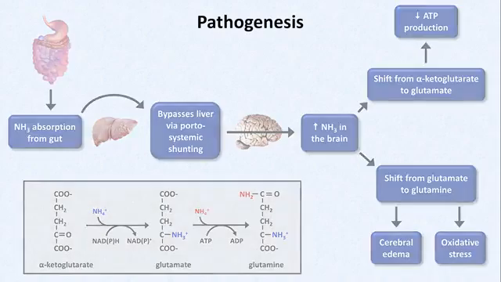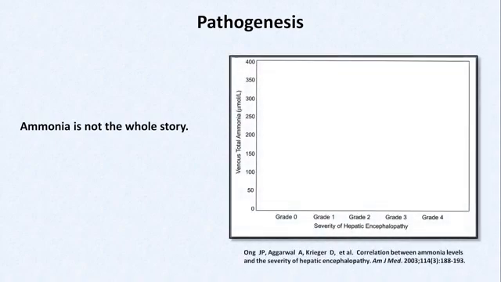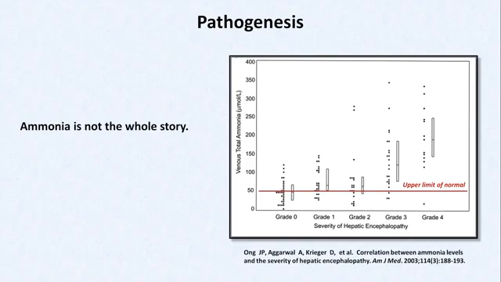Having gone through that, it's important to realize that ammonia is not the whole story. Consider this study in which 121 consecutive patients with cirrhosis who were admitted to a hospital for any reason had their ammonia levels measured and had the severity of encephalopathy determined by clinical exam. Here's what was found. Each dot represents one patient. I'll discuss the grades in a minute, but as you might guess, the higher the grade, the worse the encephalopathy is. Grade 0 means that there is no detectable encephalopathy at all.